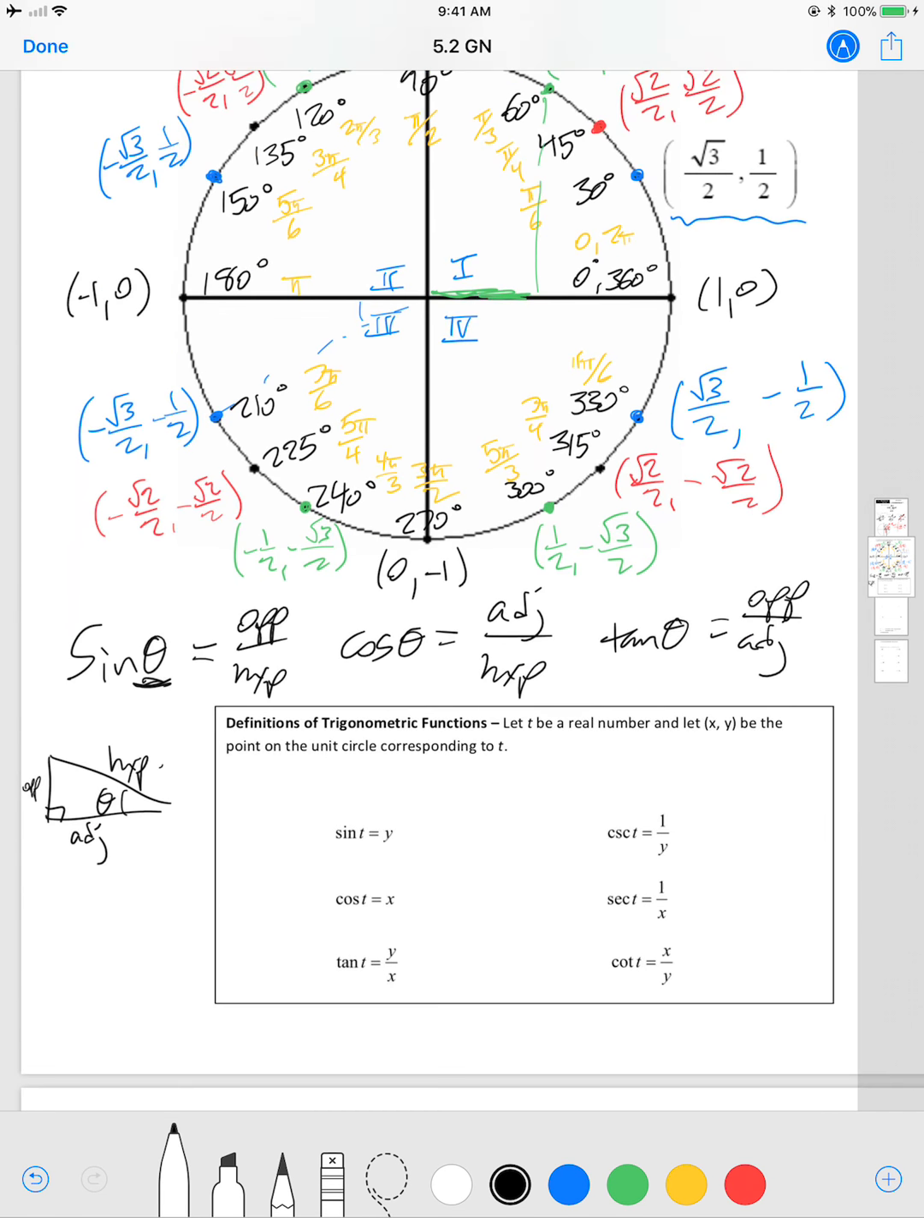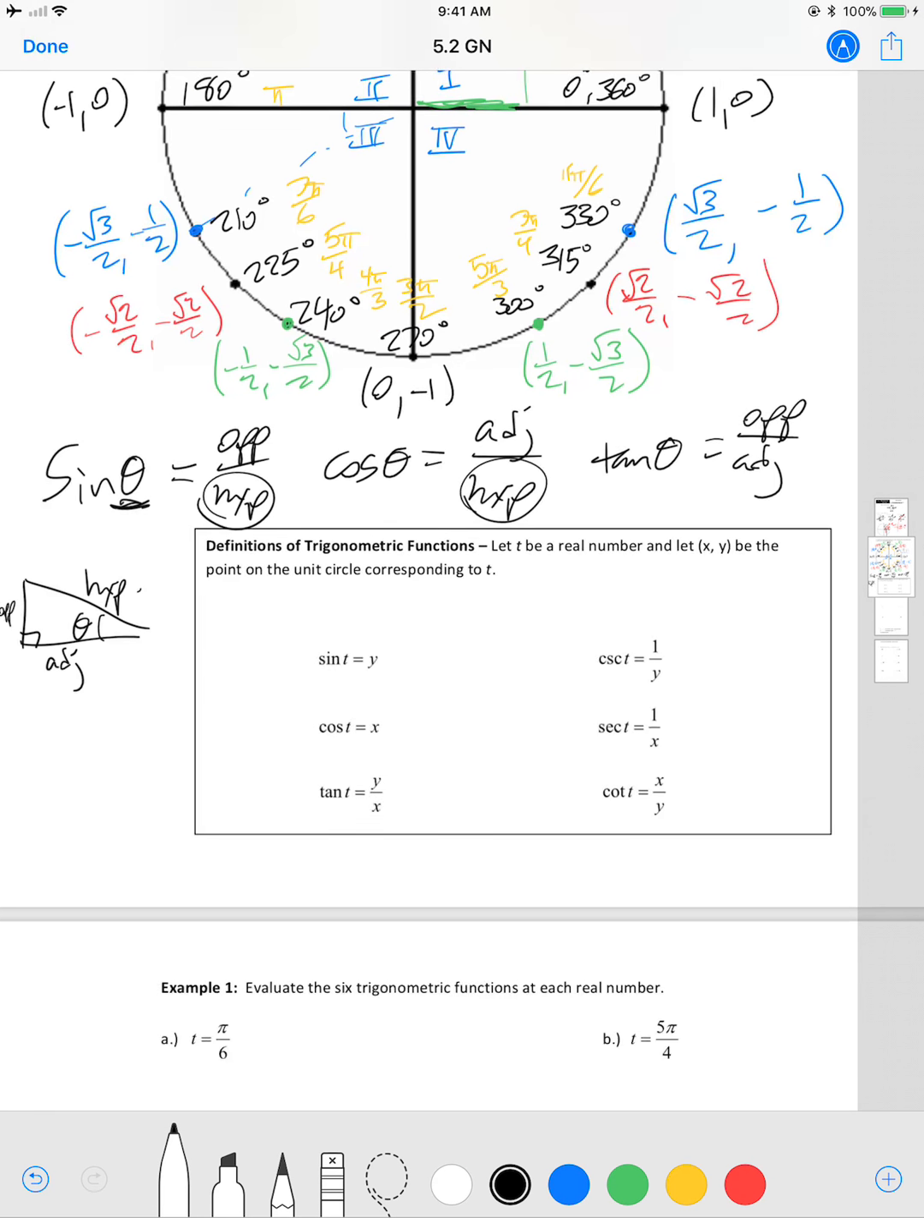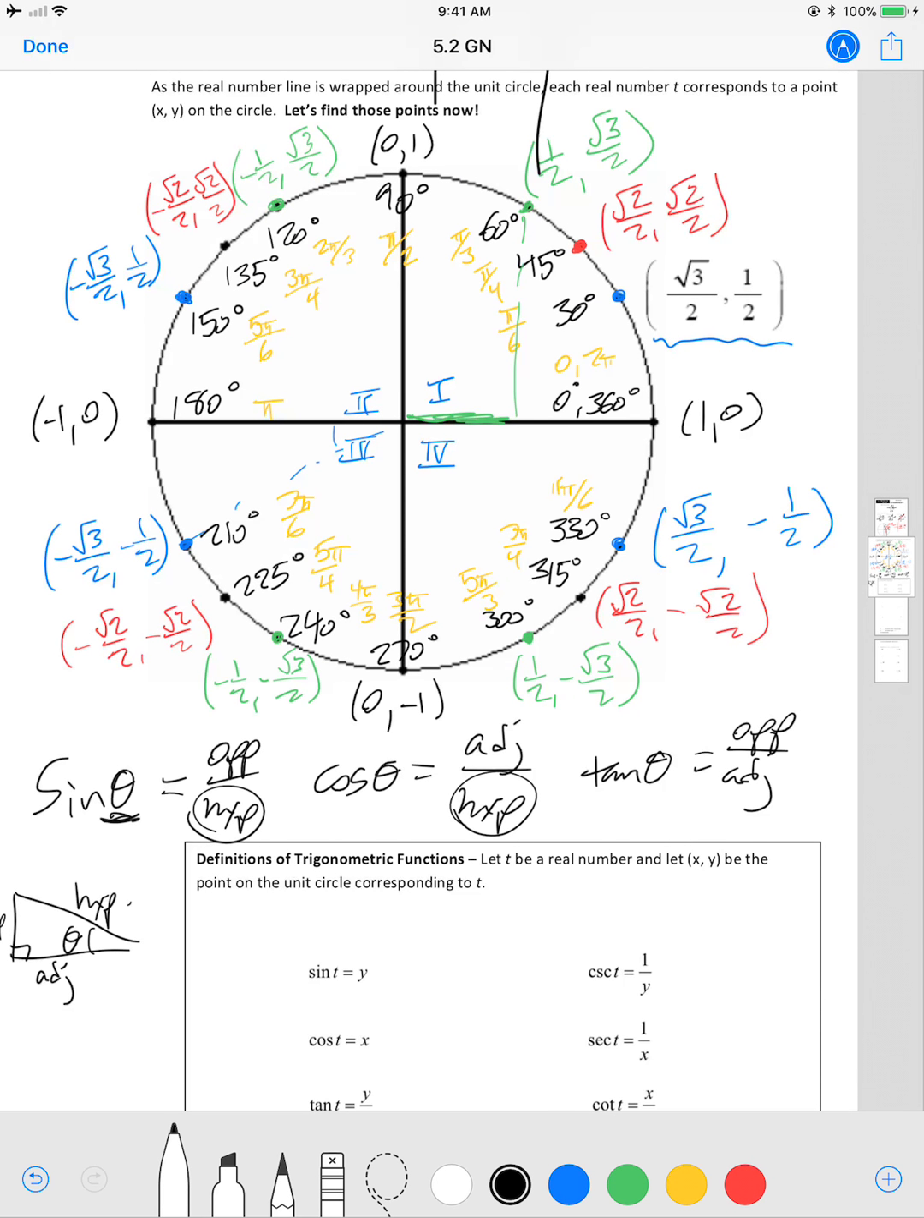It's not letting me scroll very easily. Here, so this will be 1, this is 1. So sine is really just the opposite side, and for any triangle we draw in the circle, the opposite side is the y value. So that's why we can define the trig function sine to equal the y value.